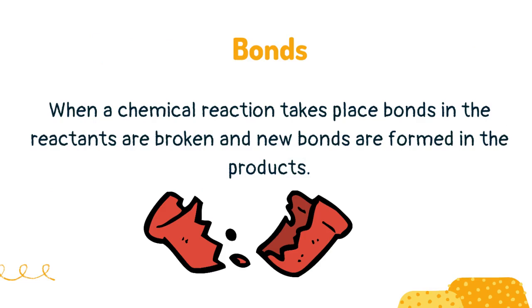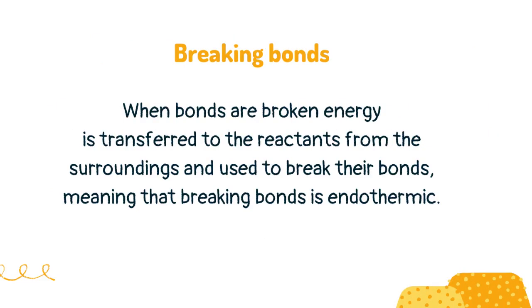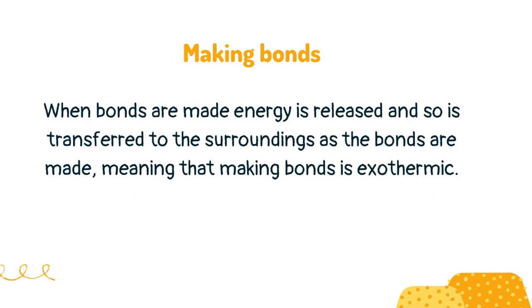When a chemical reaction takes place, bonds in the reactants are broken and new bonds are formed in the products. When bonds are broken, energy is transferred to the reactants from the surroundings and used to break their bonds, meaning that breaking bonds is endothermic. When bonds are made, energy is released and so is transferred to the surroundings as the bonds are made, meaning that making bonds is exothermic.